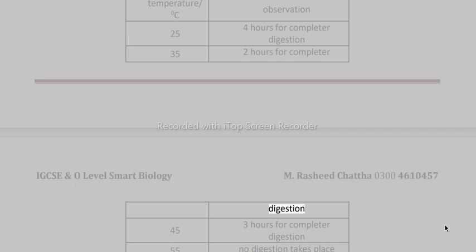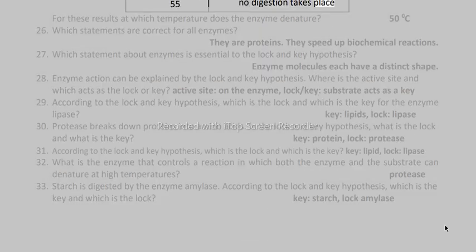45 °C, 3 hours for complete digestion; 55 °C, no digestion takes place. For these results, at which temperature does the enzyme denature? 50 °C. 26. Which statements are correct for all enzymes? They are proteins. They speed up biochemical reactions.